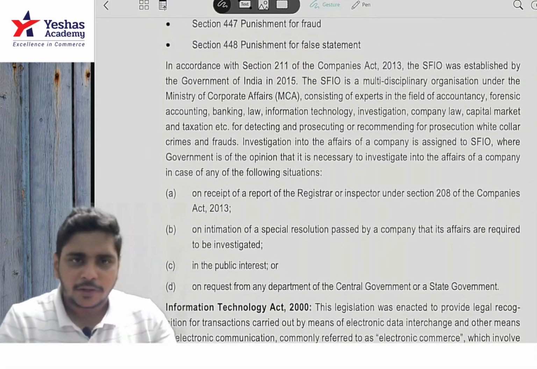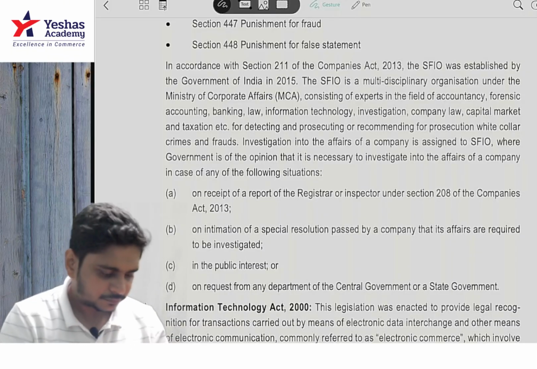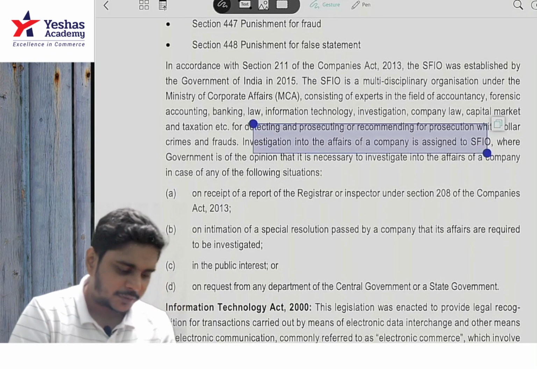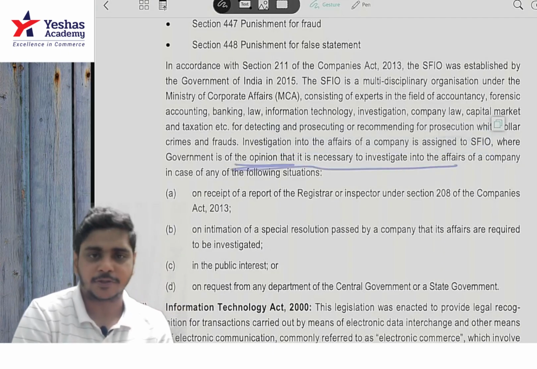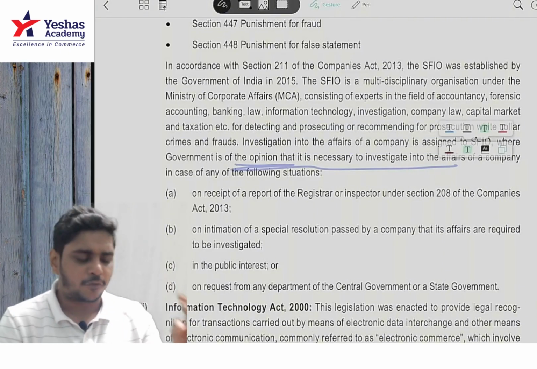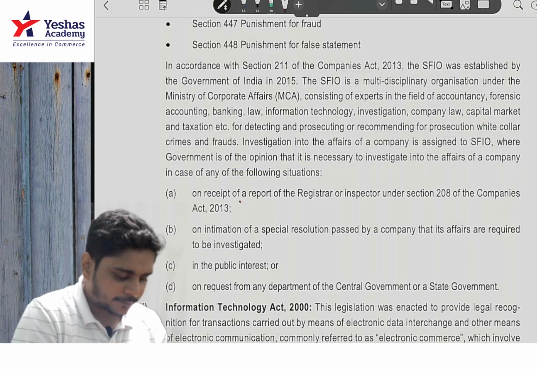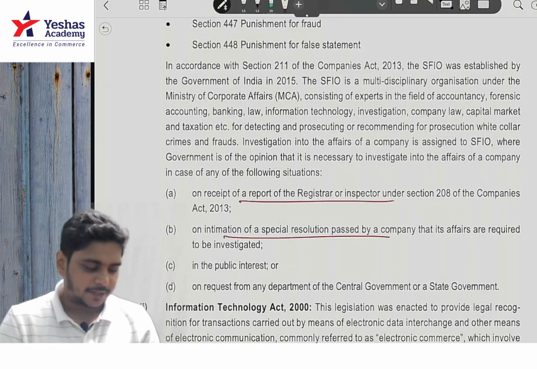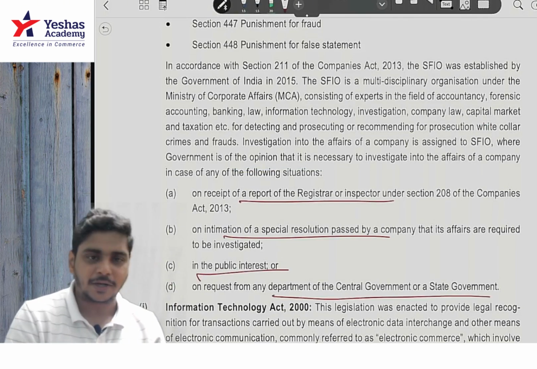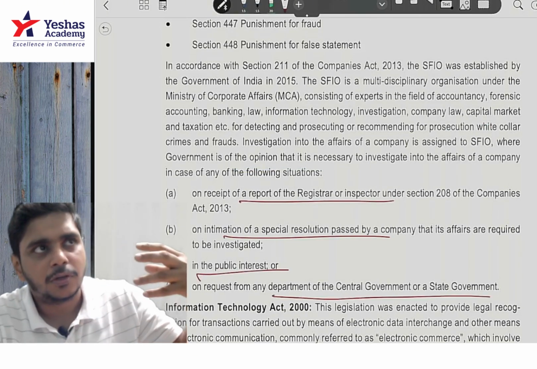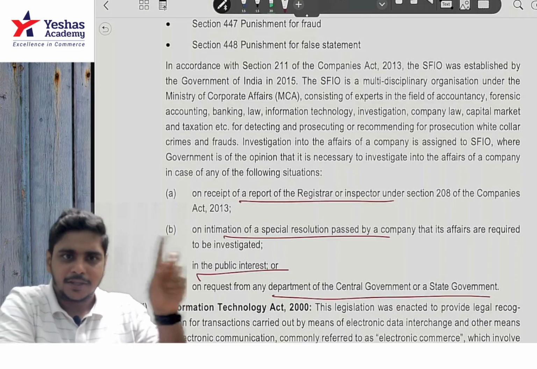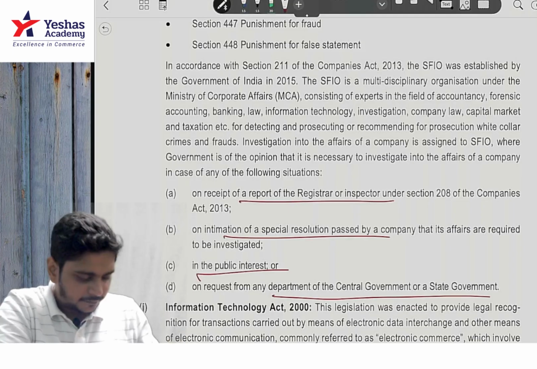Then, if you remember this section, investigation into affairs of company is assigned to SFIO, where the government is of the opinion that it is necessary to investigate into affairs of company on complaint by people, on receipt of the report of registrar or inspector, or members passed by special resolution, public interest, or request from CG or SG. This we have done in section number 212, investigation into affairs of company by SFIO. This we have done, if you remember it.